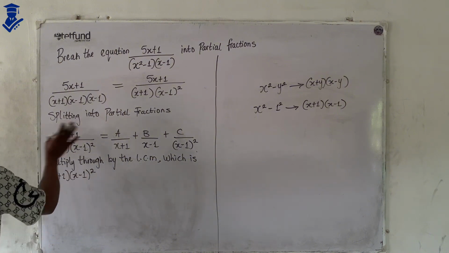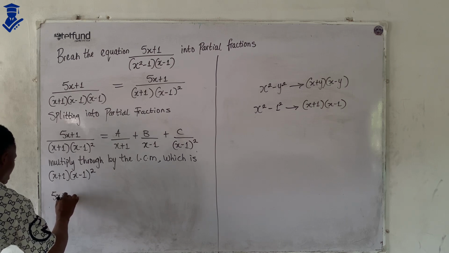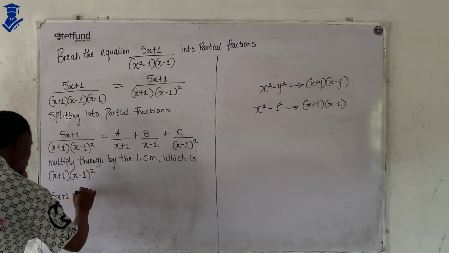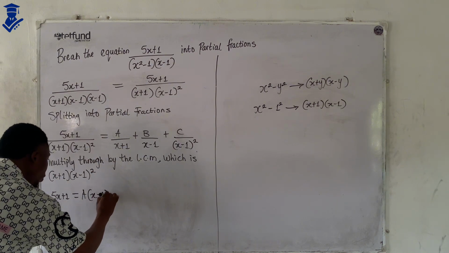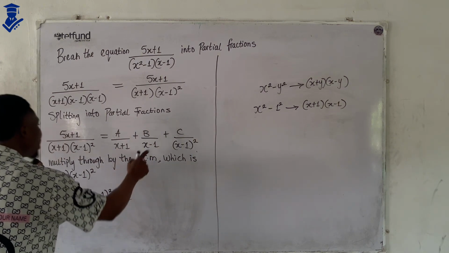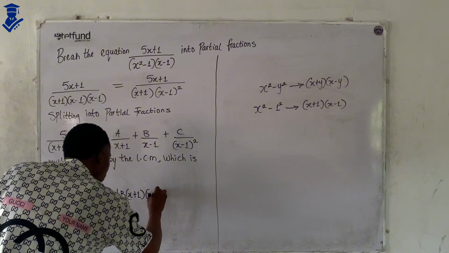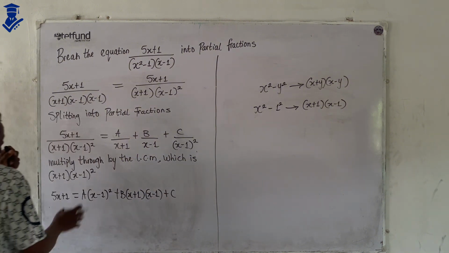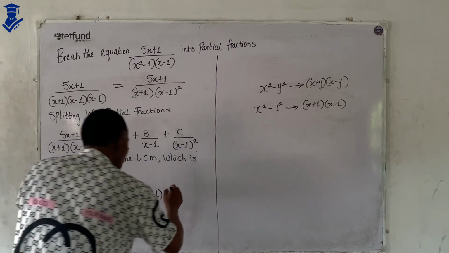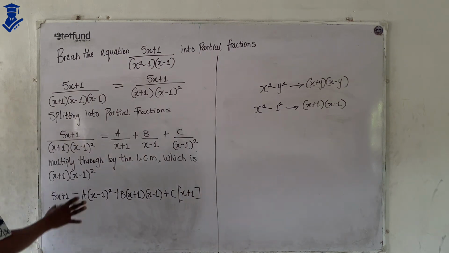So by the time we multiply through, we're going to multiply this first term by this. We're going to have 5x plus 1 is equal to, now multiply this by this. X plus 1 will cancel x plus 1, so you'll be left with a into bracket x minus 1 all squared. Now multiply this by this. You're going to have plus b into bracket, now x minus 1 will take away one x minus 1, so you're going to be left with x plus 1 then x minus 1. Plus c into, now multiply this by this. You are going to be left with x minus 1 squared takes away x minus 1 squared, so you are going to be left with c into x plus 1.